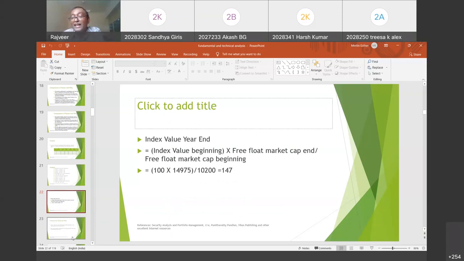So for Nifty, for example, we will do 50 companies, right? We will take all their free float market capitalizations and do the same thing. Add it all up, divide by beginning free float market capitalization, and then multiply by the beginning value of the index. So obviously we can't be doing that manually. Computers do that.